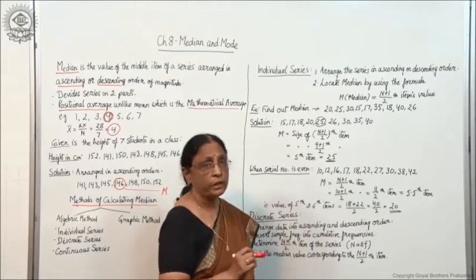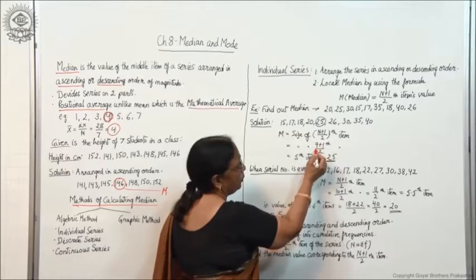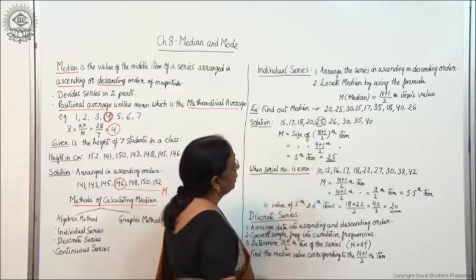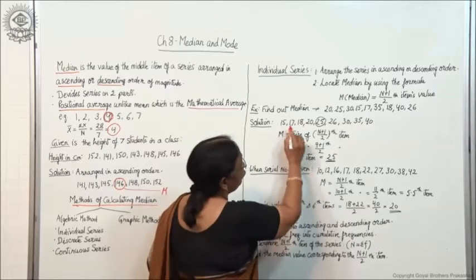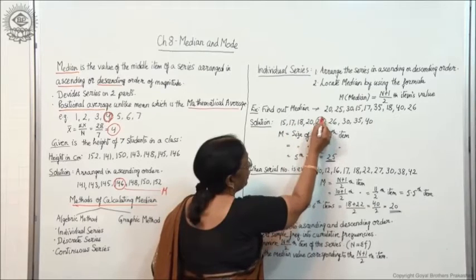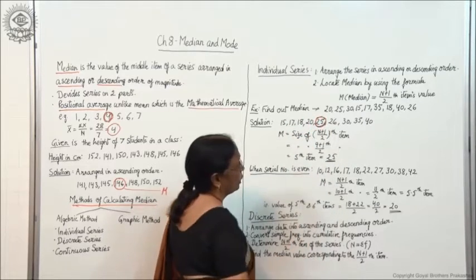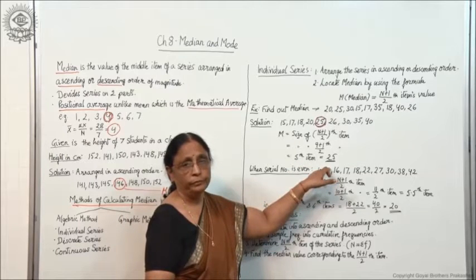There are a total of 9 items here, so the median is the (n + 1)/2-th item. Now this is the 5th item. Here you have to find out which is the 5th item: 1, 2, 3, 4, 5. So this will be known as the median. The 5th item, that is 25.